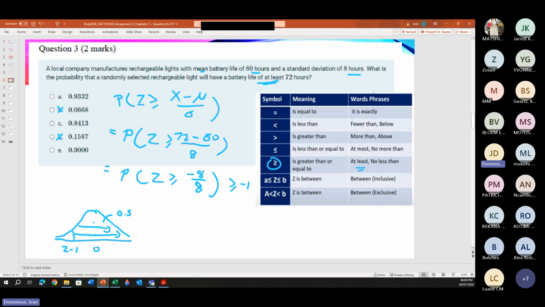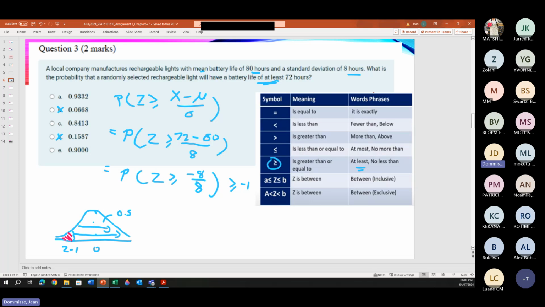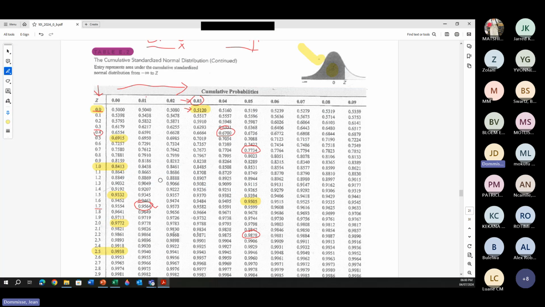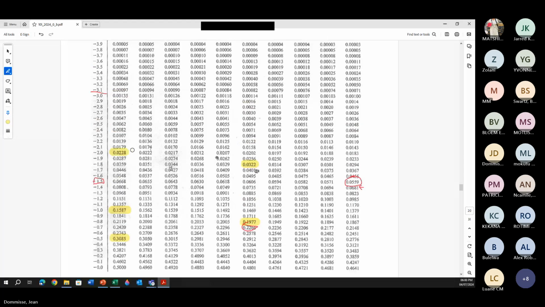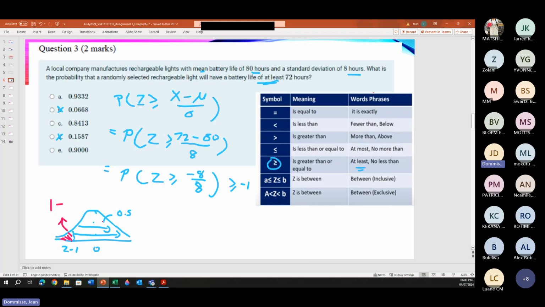So what I would do is go to the negative table. I would get that probability, so that will give us that p, so we can then say 1 minus that p. So let's first do that. So Z equal to minus 1, which was 0.1587.